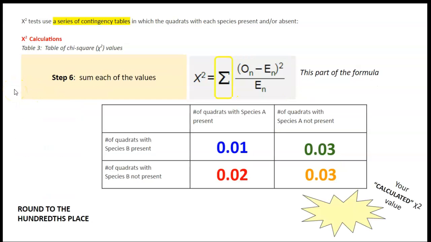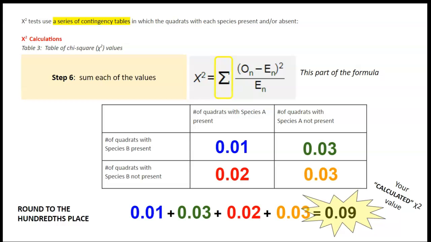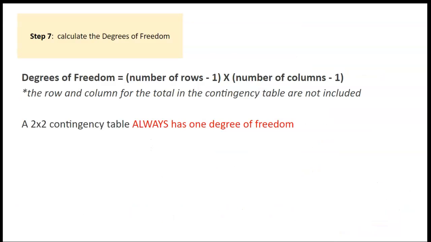So you add all of these numbers together, right? That's the point of that weird E looking thing. So you add them all up, you get 0.09. That is your calculated chi-squared value, 0.09. That's why it has that explosion behind it. That's the most important piece of this formula that we're doing. This is the calculated chi-squared value. And then you just determine if you accept or reject your null hypothesis. And you do that by determining if it's statistically significant or not.